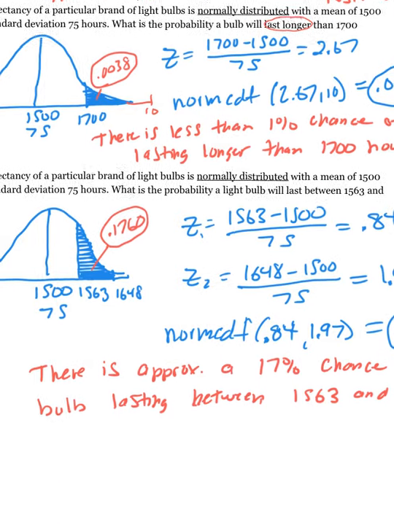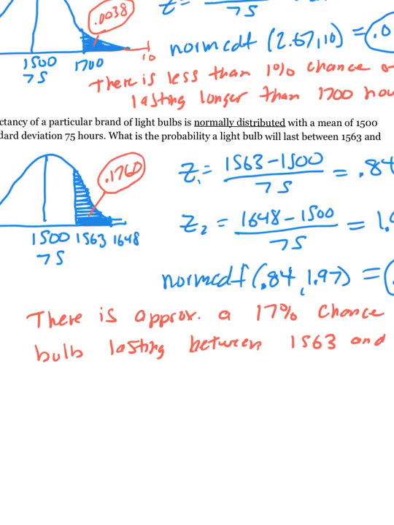Now my third question. This is our first time where we're going to try to find the area in between two values. So it says the life expectancy of a particular brand of light bulbs is normally distributed. Yep, I can draw the bell-shaped curve then. With a mean of 1,500 hours and standard deviation 75, same setup as we've had. What is the probability a light bulb will last between 1,563 and 1,648 hours? So those are both above the mean, so I write them to the right. I'm going to shade in that area. Notice this time, though, I'm not going all the way to the right. We're going to go from 1,563, and we're going to stop at 1,648.